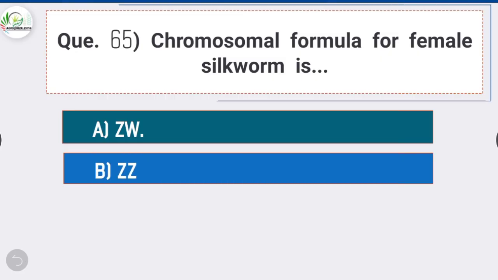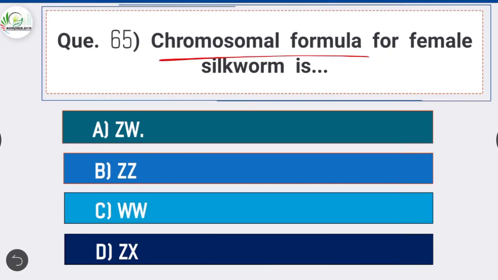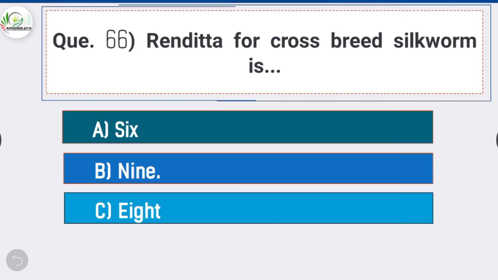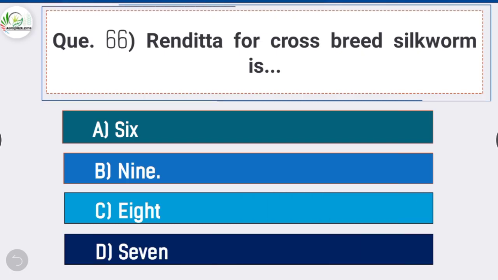Question number 65. Chromosomal formula for female silkworm is, and the correct answer is ZW. Chromosomal formula for female silkworm is ZW. Question number 66. Rendita for crossbreed silkworm is, and the correct answer is 9. Rendita for crossbreed silkworm is 9. Rendita is the quantity of cocoons in kg required for 1 kg of silk.